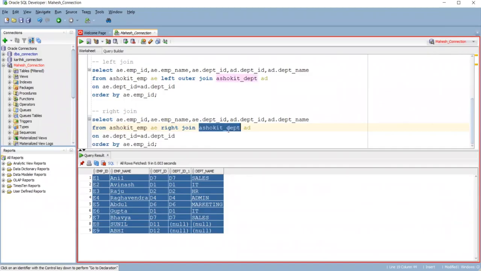So which is the right hand side table here? Ashokit underscore department. How many departments information do we have? How many records are there in the departments? 7 departments. What total output are you going to get, sir?